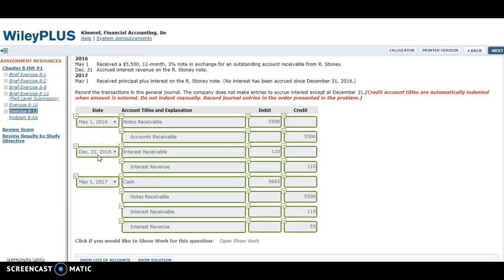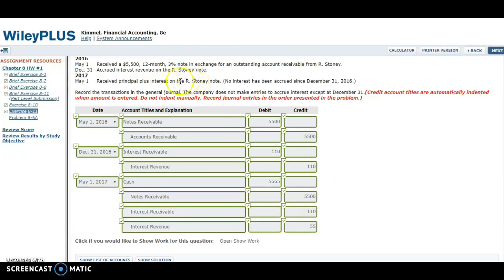So you want to figure out how many months have gone by since May 1st, when they got the note, to December 31st. If you do the math, it's been 8 months. So then you'll do 8 divided by 12, because it's a 12-month note, and that will tell you how much interest you've incurred at that point in the year and at that point of their note. So if you do that math, it comes out to 110. And so it's 110, both of these.